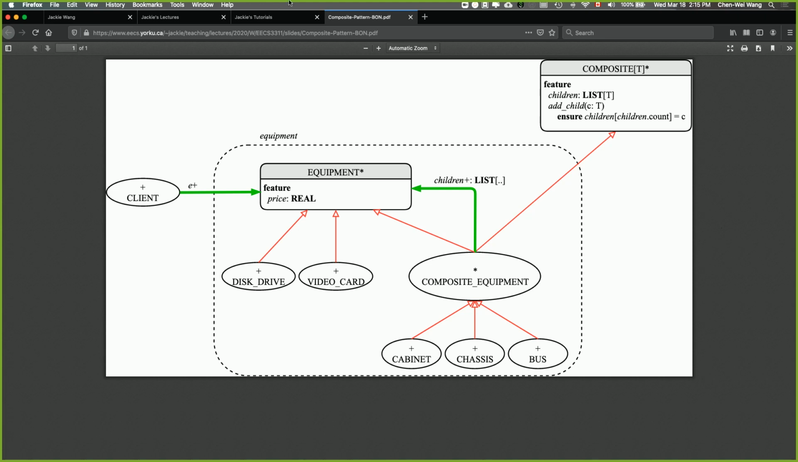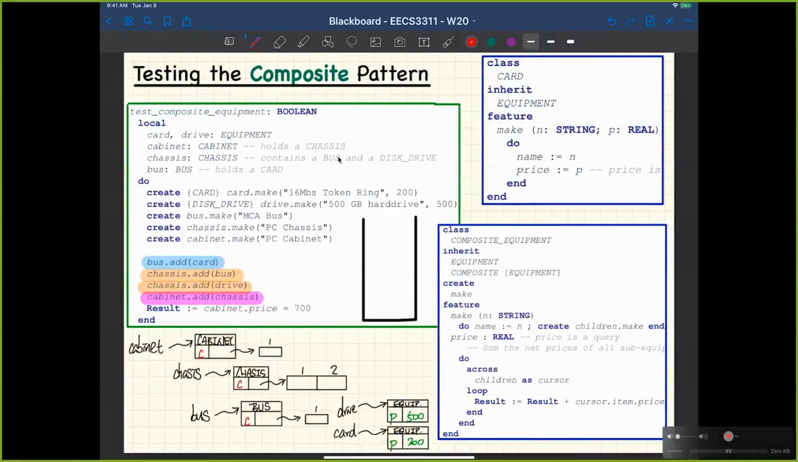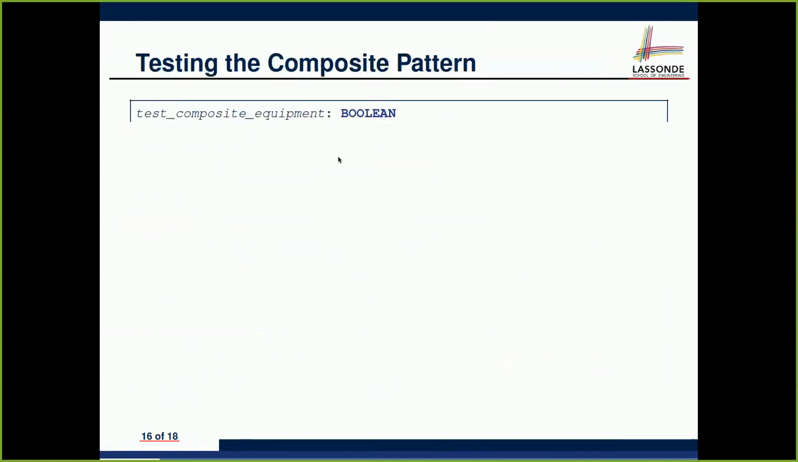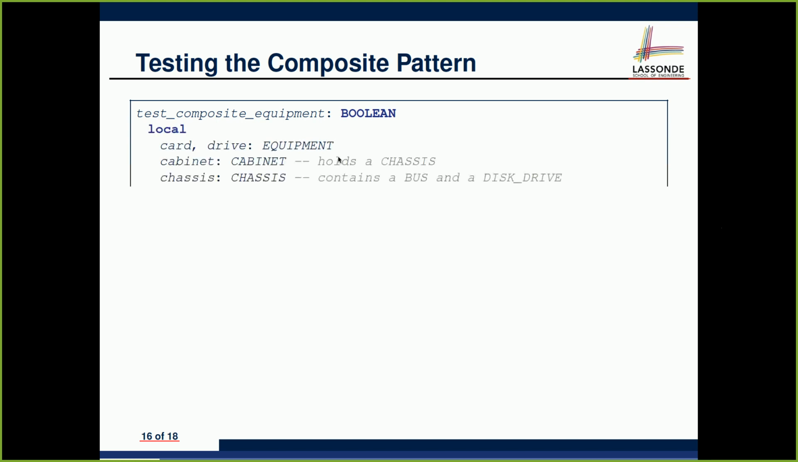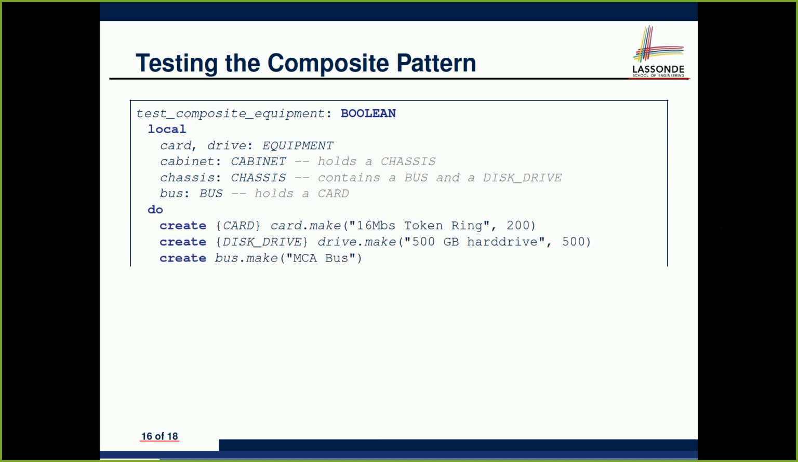But anyway, let me just go back to the slides over here for the composite. Let me go over the test case very quickly, line by line, and then I'll trace it line by line. We declare equipments, cabinets, chassis, different types, and also bus. Now let's create each individual component. I'll go over the general structure for the code, and then I'll trace it together with you in detail.